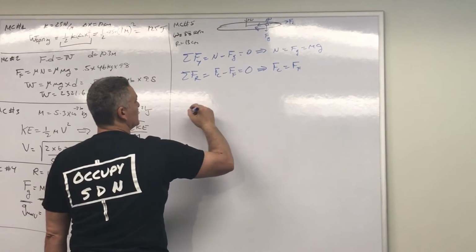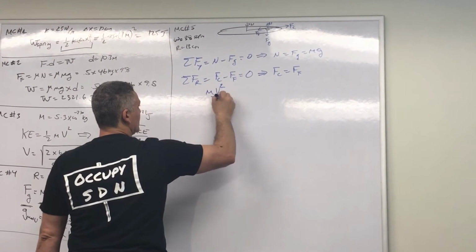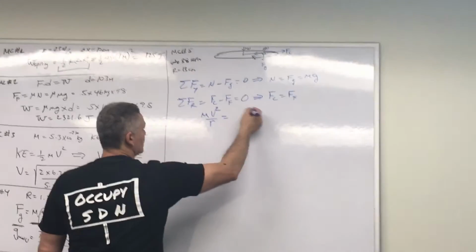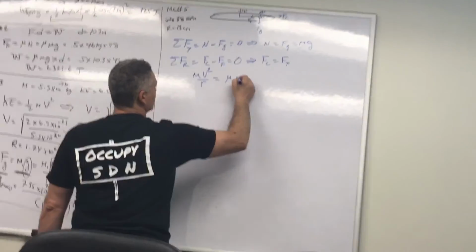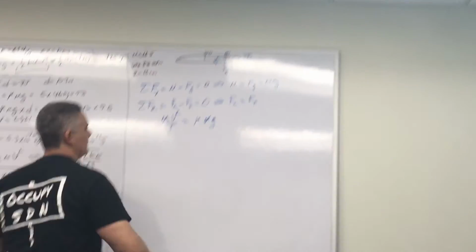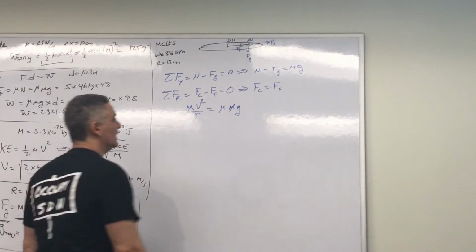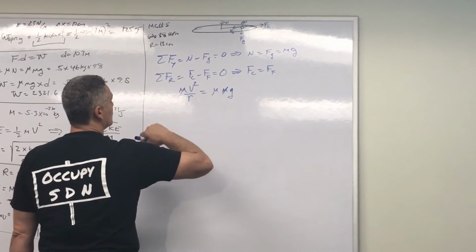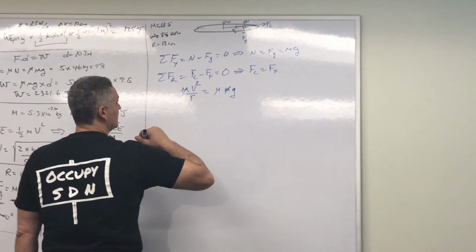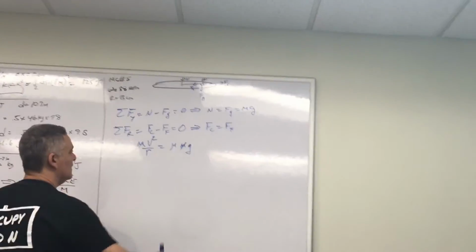Now what's the centrifugal force? The centrifugal force is m v squared over r, right? And this is equal to mu times m g. So that's why I didn't have to give you guys the mass. And it's asking what the coefficient of friction is? Yes, the coefficient of static friction.